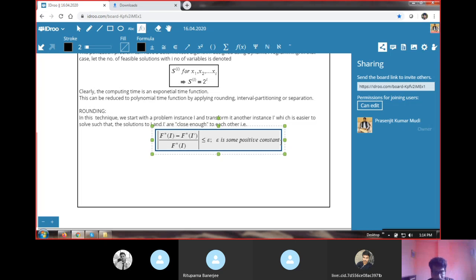In terms of f star I and f star I dash, if I treat f star I as the exact solution and f star I dash as the approximate version of that, then the algorithm which is producing f star I dash will be called an epsilon approximation algorithm. So I have to mention that.